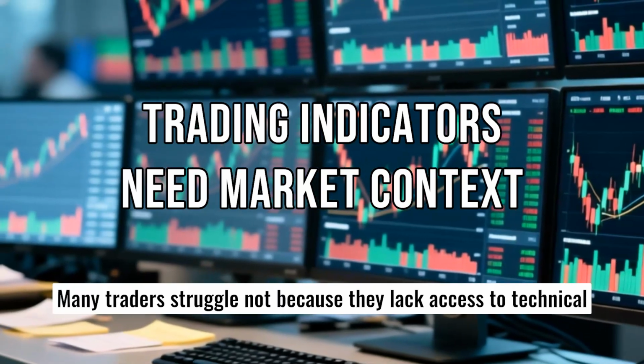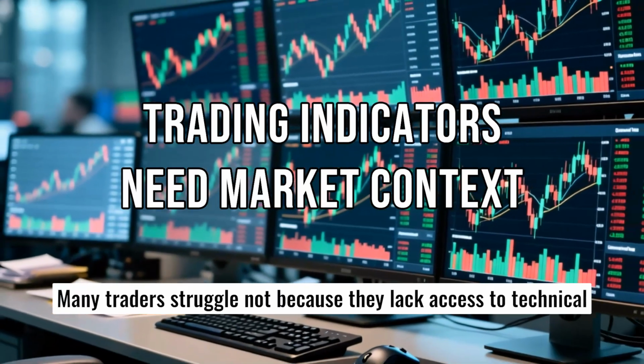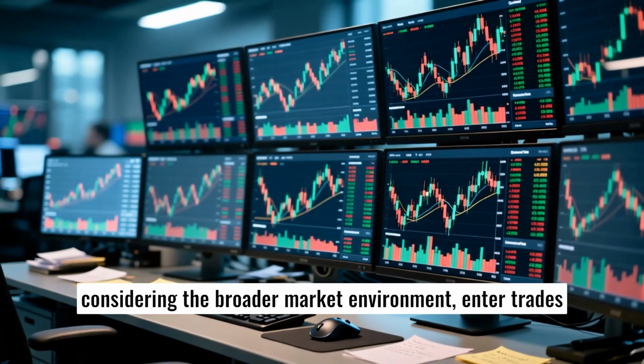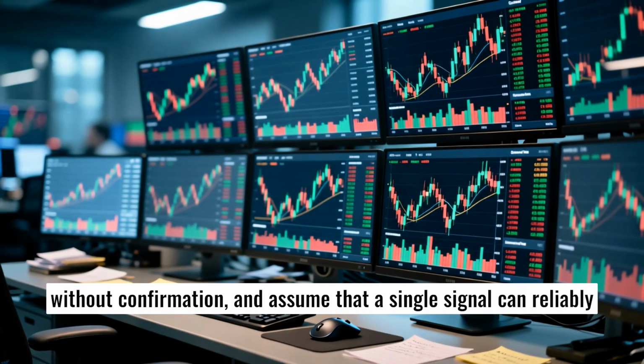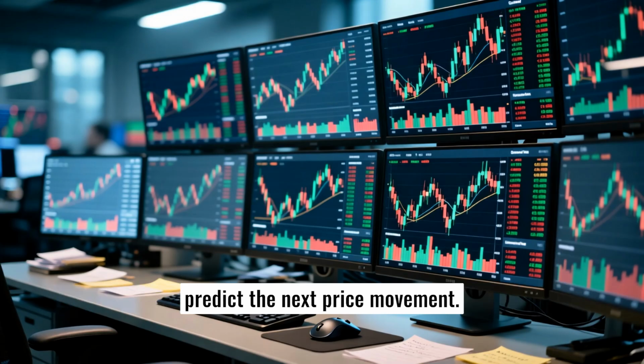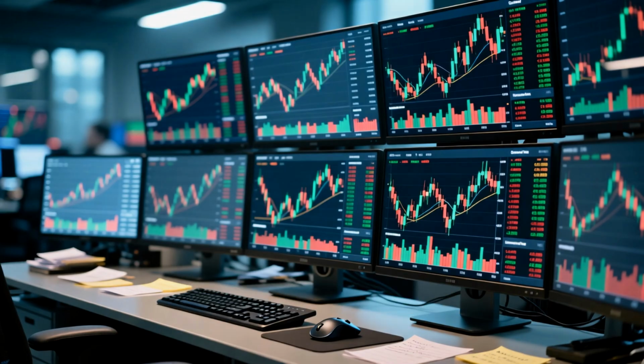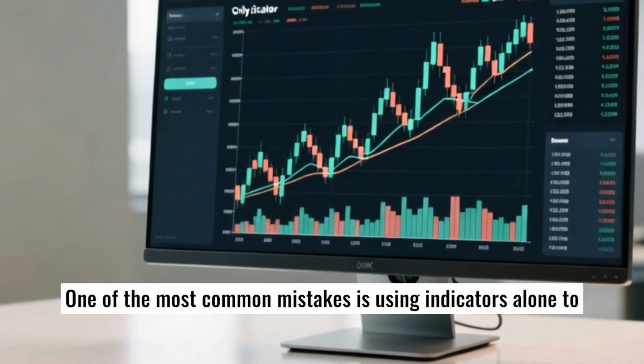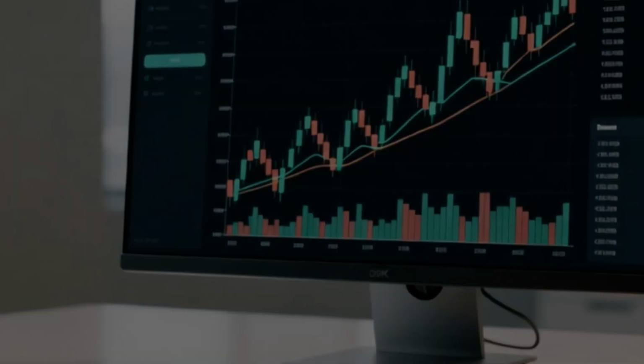Many traders struggle not because they lack access to technical indicators, but because they use those indicators without considering the broader market environment, enter trades without confirmation, and assume that a single signal can reliably predict the next price movement. One of the most common mistakes is using indicators alone to make trading decisions.